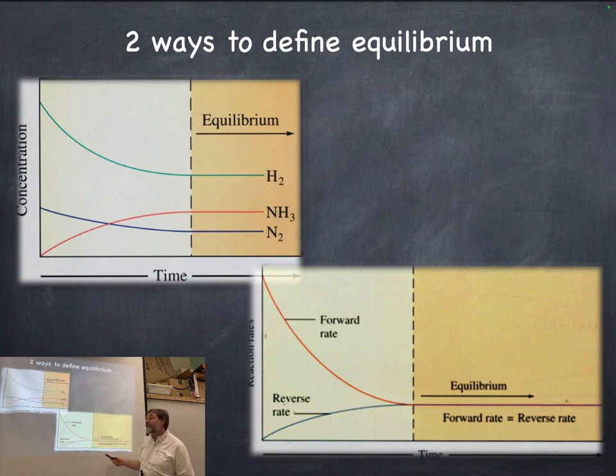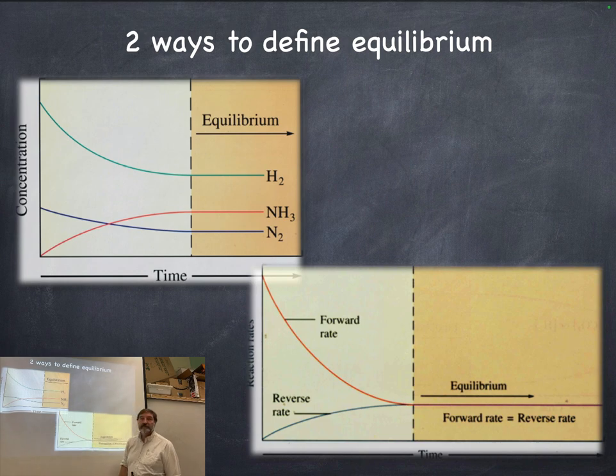So notice there's two different graphs here. Both of them are time, but one of them relates concentration to time, and one of them is rate to time, okay? Here, we're looking for the graphs to become flat, to become stable, and here we want the rates to become equal. Both of those things are necessary identifiers that we have reached a balance, that we have reached equilibrium. Question?